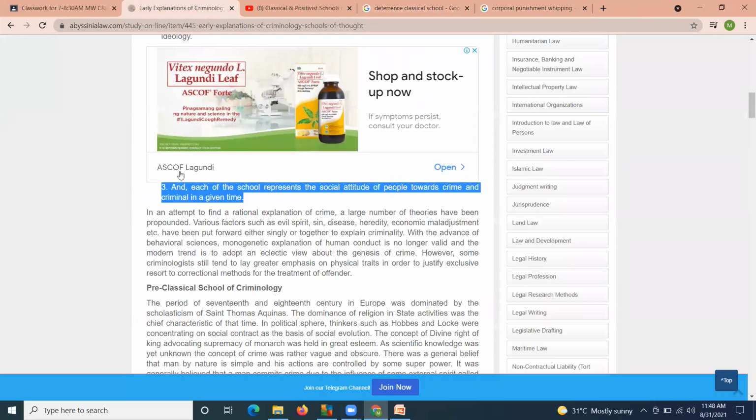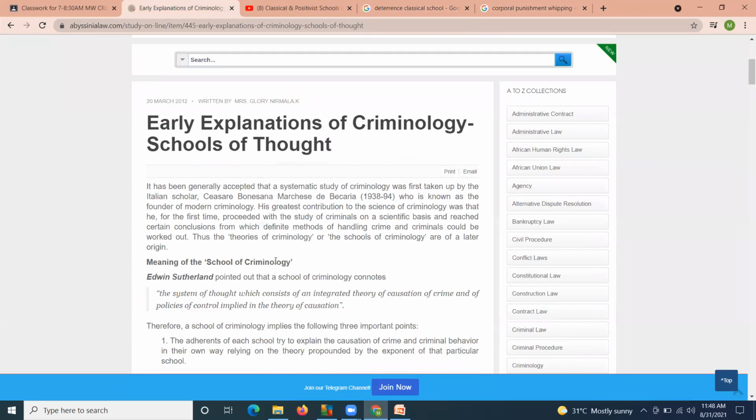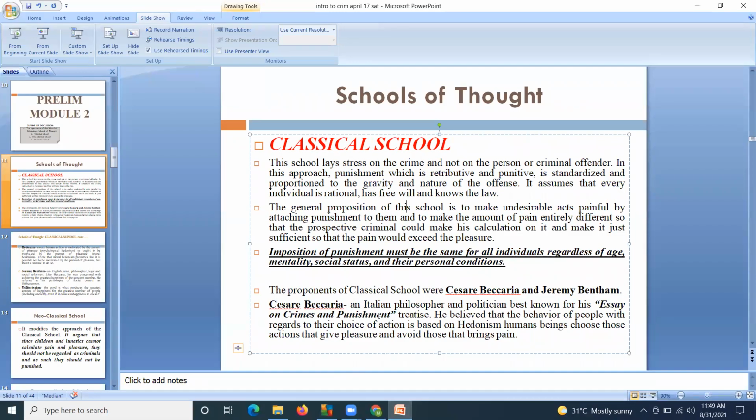All right? So in addition to the classical school, Cesare Bonesana, Marchese di Beccaria, also known as Cesare Beccaria, is known as the founder of modern criminology. His greatest contribution to the science of criminology was that he was, for the first time, proceeding with the study of criminals on a scientific basis and reached certain conclusions from which definite methods of handling crime and criminals could be worked out. That is why he created the essay On Crimes and Punishments.